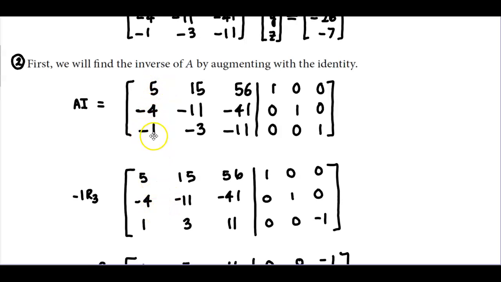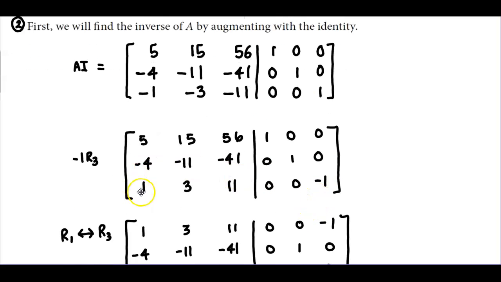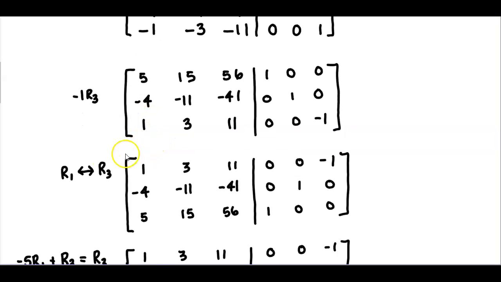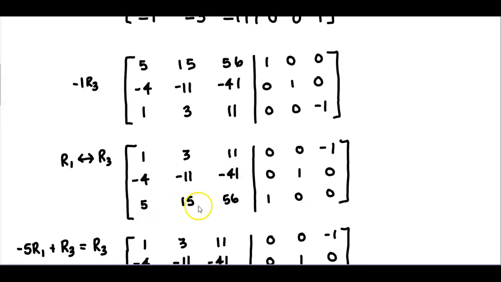And before we do that, we can make this negative 1 into a positive 1 by multiplying the entire row by negative 1. So negative 1 times negative 1 is positive 1. Negative 1 times negative 3 is positive 3. Negative 1 times negative 11 is a positive 11. Negative 1 times 0 is 0. Negative 1 times 0 is 0. And negative 1 times positive 1 is negative 1. And now we can rearrange row 3 with row 1 so that the 1 is in the upper left-hand corner. So now row 1 is going to become 1, 3, 11, 0, 0, negative 1. And row 3 now is 5, 15, 56, 1, 0, 0.